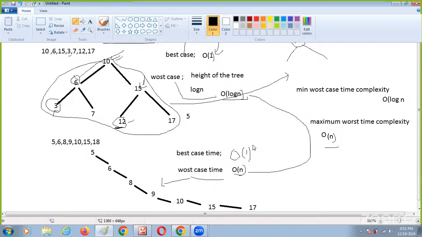And for every problem, we need to find out the time complexity.